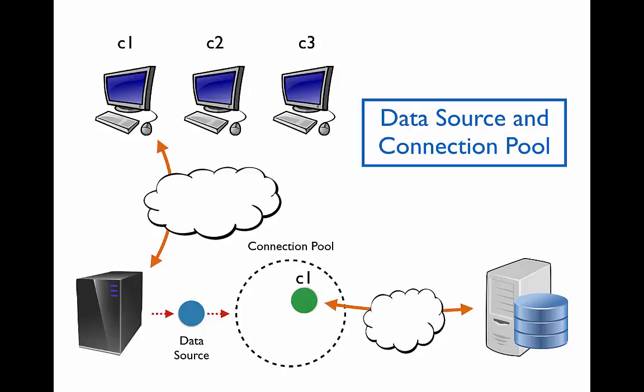A similar series of events occurs when client 2 needs to access the database. Now suppose client 1 disconnects from the server. The connection between the client and the server is broken, but the database connection will still exist. Then, when client 3 wants to access the database, a new connection does not need to be created.